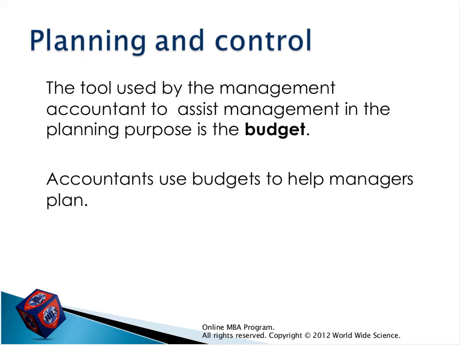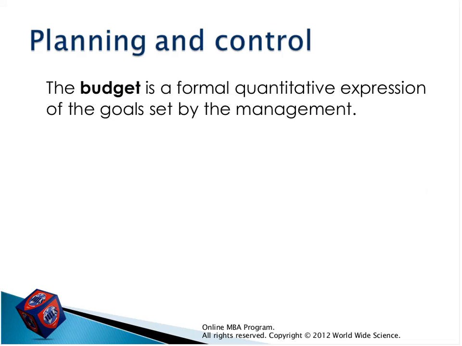The tool used in management accounting to assist management in the planning process is the budget. With the help of budgeting, we can control our business, right? We can make a plan. What is a budget? It is the formal quantitative expression of the goals set by management. In the budget, we can show how much expense we would have in the future, how much sales or revenue we will get, and whether we would be getting some profit or loss.